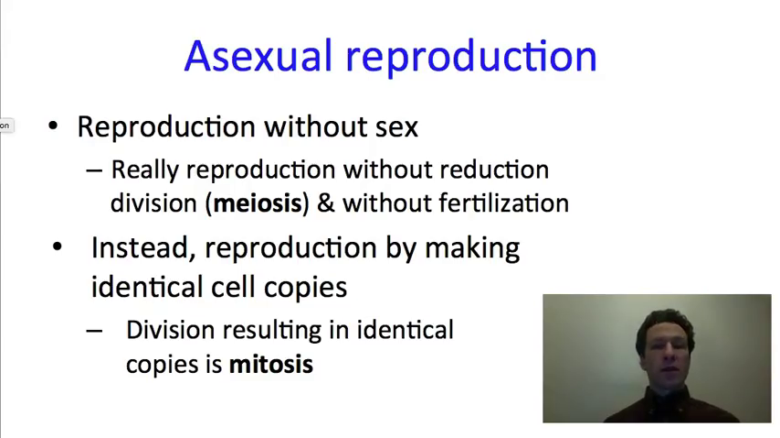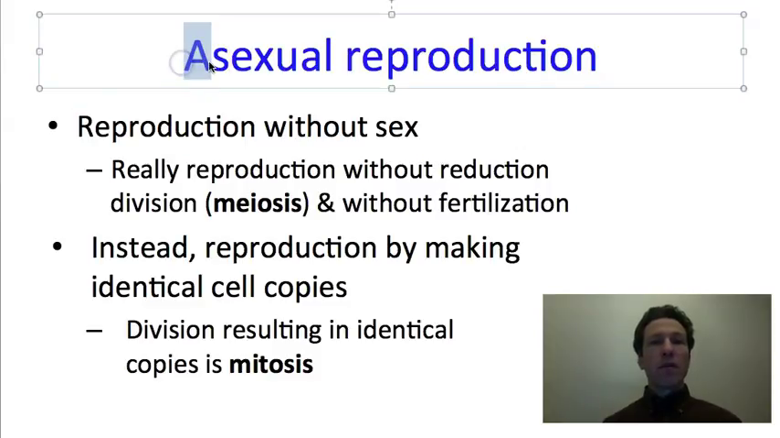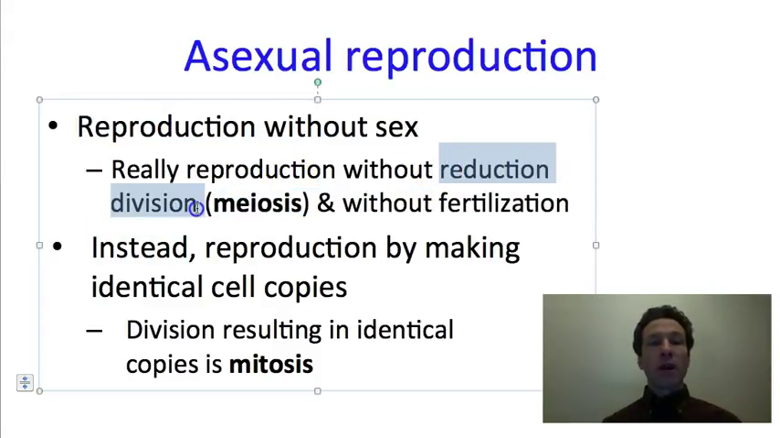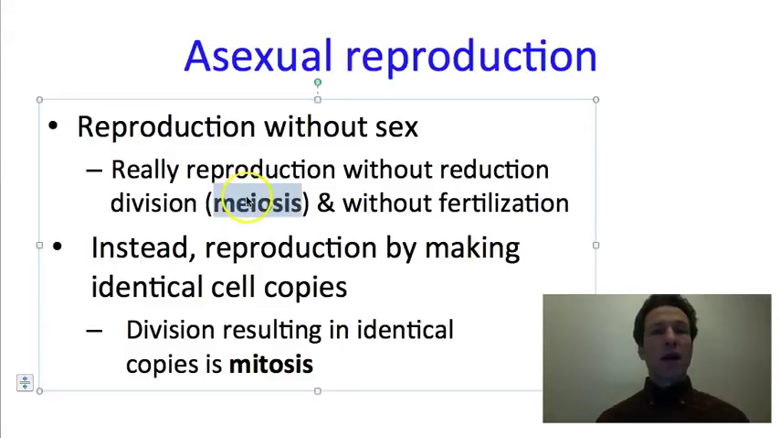We'll start with asexual reproduction. The A prefix means without, and so this is reproduction without sex. Really what we're saying here is that there is no reduction division in the life cycle. Reduction division refers to when the chromosome count goes from being 2N or diploid down to being 1N or haploid. And this is something we've talked about earlier in the semester. When we say reduction division, that should bring to mind meiosis. They mean the same thing.